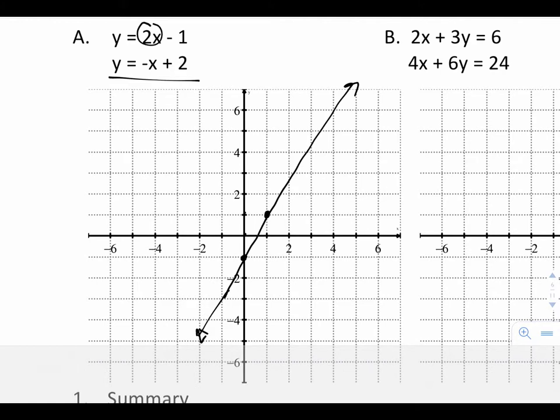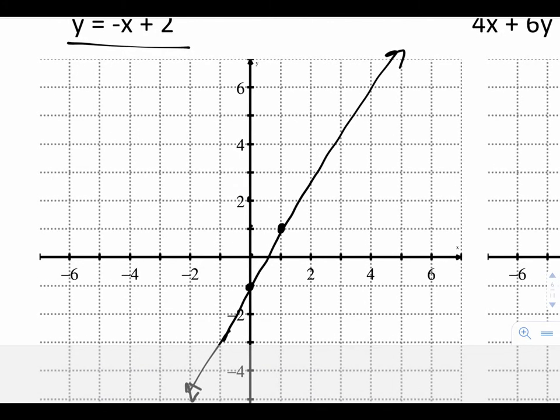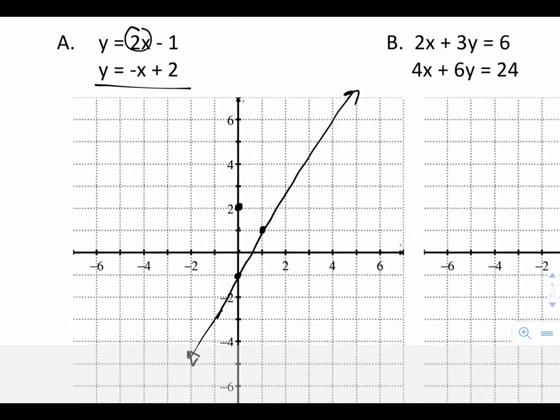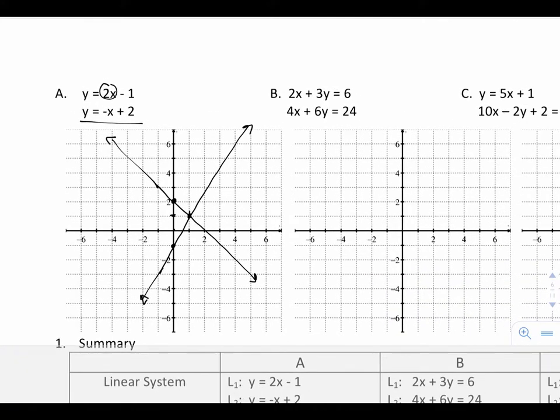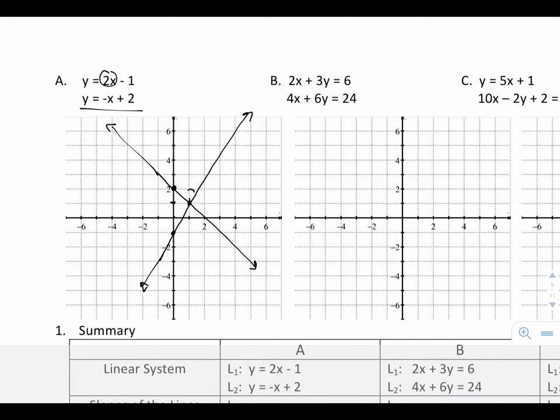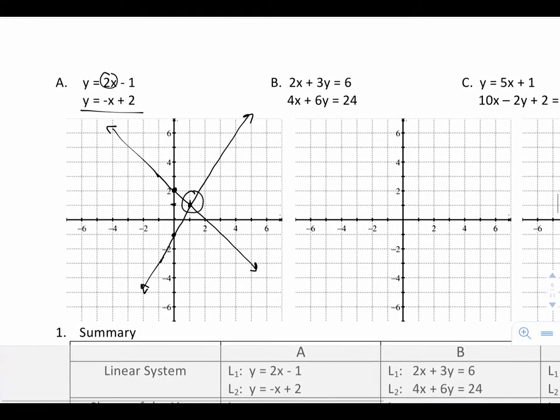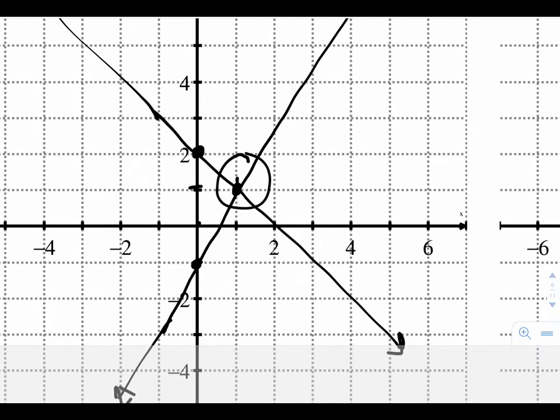My second equation has a y-intercept of 2 over here. And the slope is negative 1, so down 1 and across 1. So it's that same point. And if I draw a line through it, it looks like that. Again, I apologize for my unsteady hand, but I think you get the picture. So these two lines intersect at one point. And what that point is, if we zoom in, we go across 1 and we go up 2. The point is (1, 2).